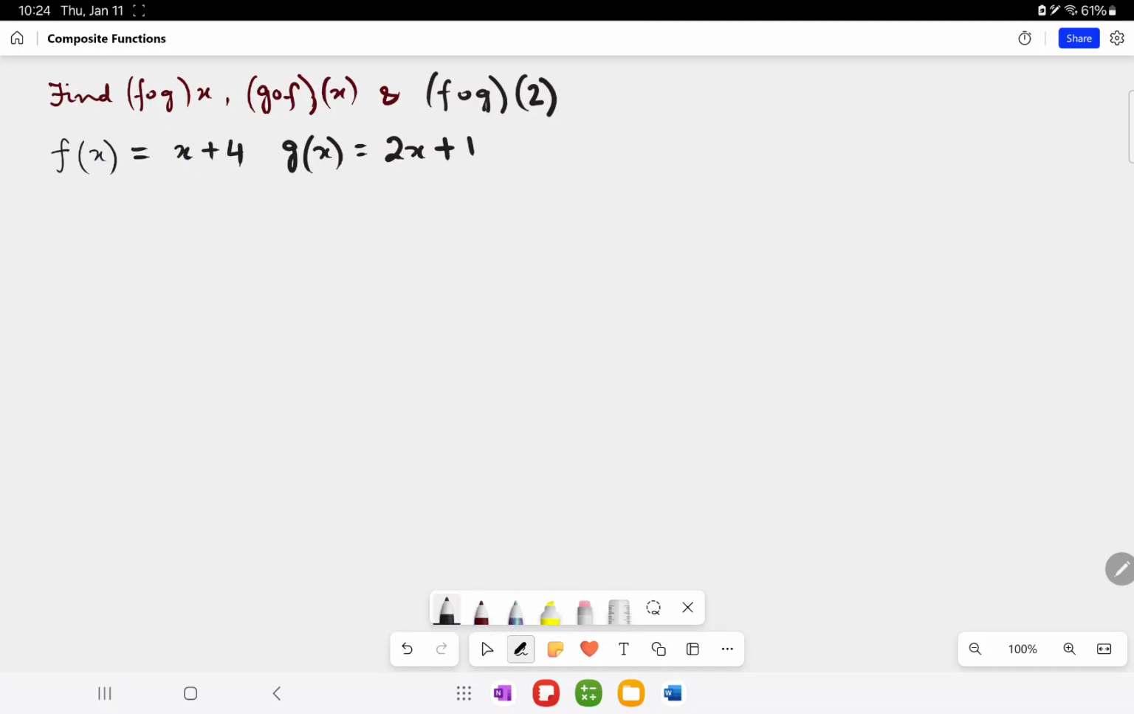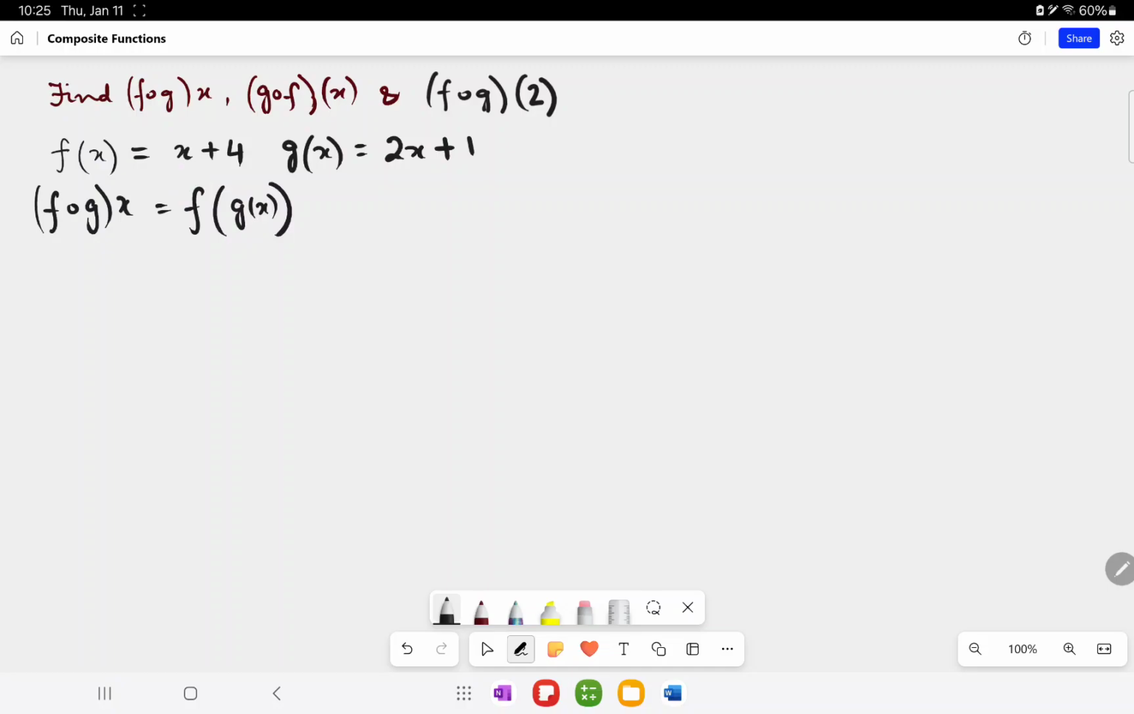So f of g of x, all right, so there are different ways of writing this. When we use the circle notation, f of g of x is the same as saying f composed with g of x. So what does that mean? That means we input the g of x function into the f of x function.